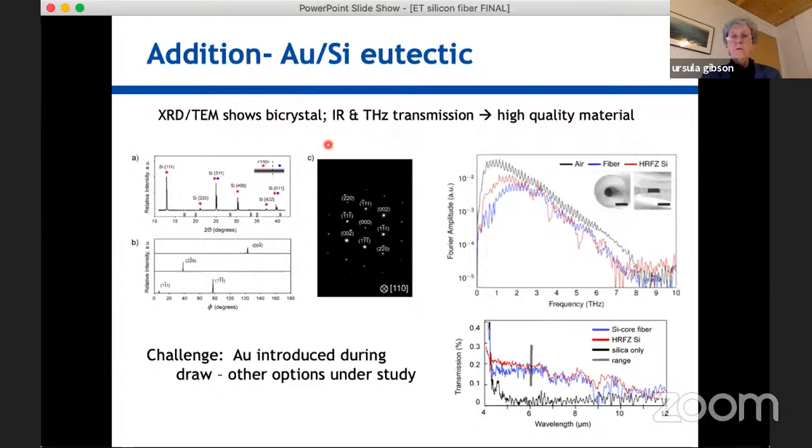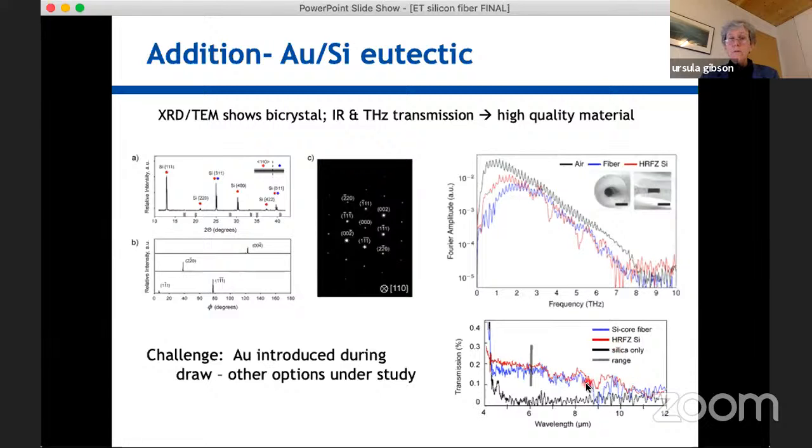And this is some work that we are doing where we're interested in terahertz transmission. So this is a large core fiber. And the take-home lesson here is this is TEM, showing that we have single crystal material. There is a tiny little secondary crystal in this sample right at the end of the translation region. But what we see is that the properties, the transmission properties, both in the terahertz and in the infrared, are essentially the same as high resistivity float zone silicon, which is kind of the gold standard for what you can do in terms of silicon.